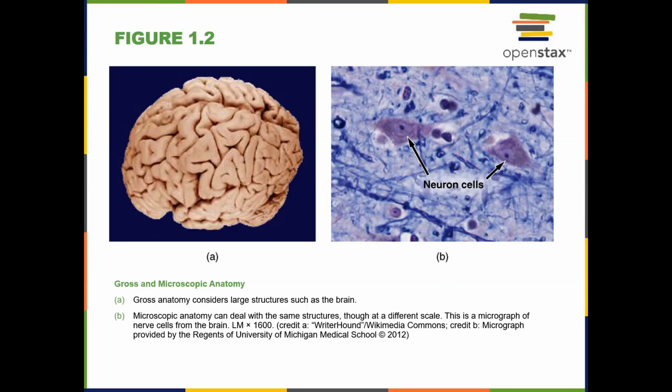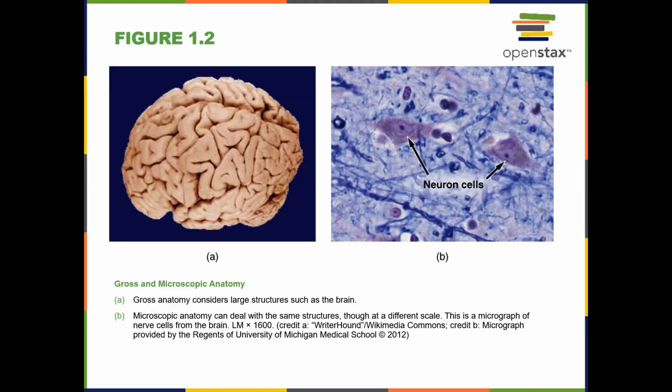Here on the left, we can see an image of the human brain. The gross anatomy of the nervous system would include studying the structures visible to the naked eye, such as the specific lobes of the brain. We can see here the temporal lobe, frontal lobe, parietal lobe, and occipital lobe are all major regions of the brain.